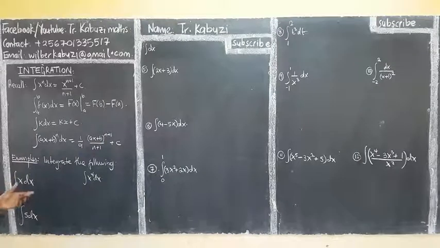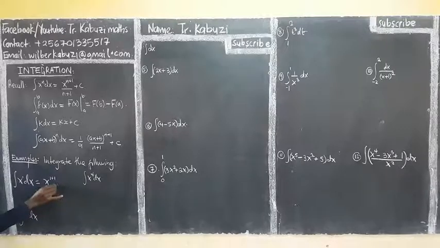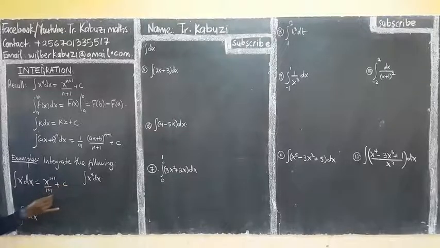Now we have integral of x dx. Now we start here, our power is 1. So here I said our n is now 1. What we do? We increase the power by 1. So this will be now x power 1 plus 1 over 1 plus 1, which will be, okay, that's a constant of integration, and this will be x power 2 over 2 plus c.